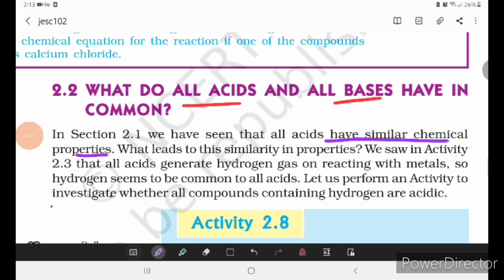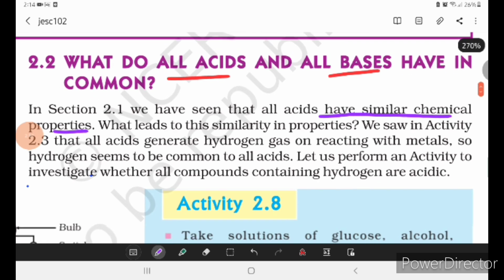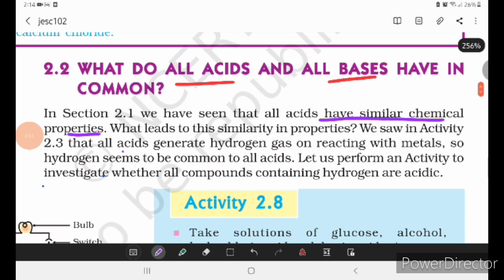We have got a question: what leads to this similarity in the properties? Why do all acids, when reacted with metal, give us salt and hydrogen gas? What is behind the story of the similarity of acids? Let's look. We saw in Activity 2.3 that all the acids generate hydrogen gas on reacting with metals. So hydrogen seems to be common to all the acids.